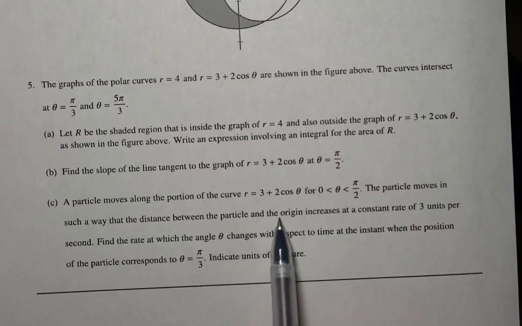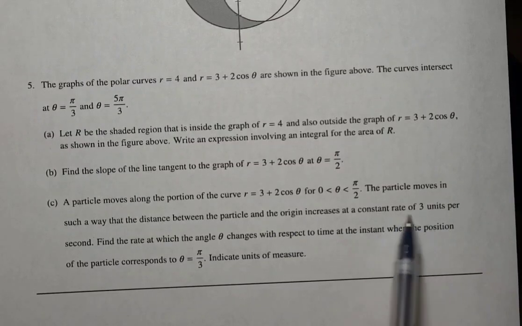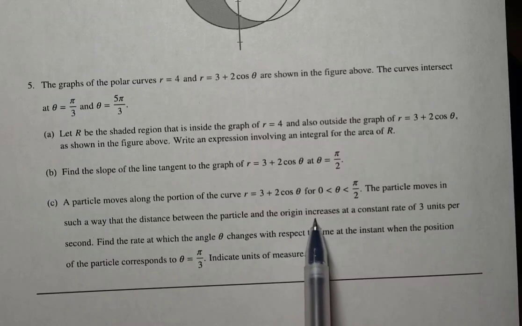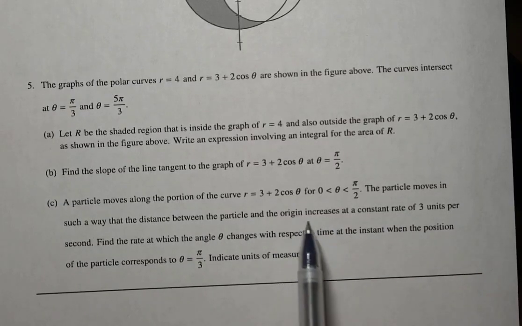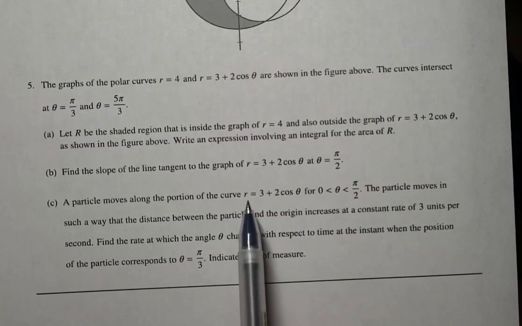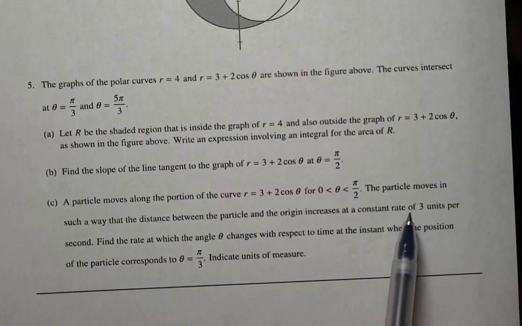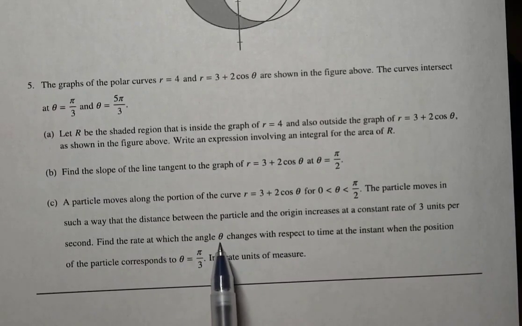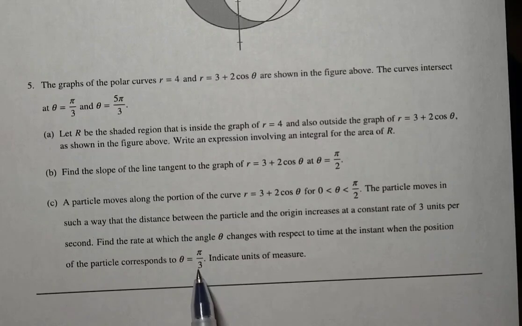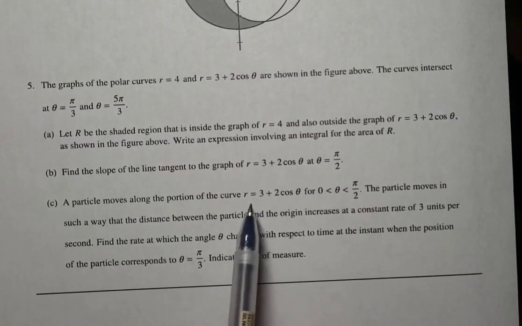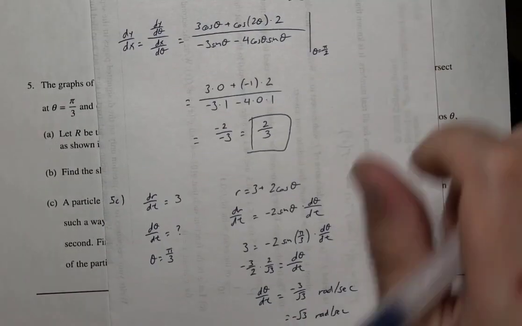This constant rate of 3 units per second: the distance between the particle and the origin is increasing at this rate. r is the distance from the origin, so this is the rate of change of it with respect to time, dr dt. It's asking for d theta dt, the rate at which theta changes with respect to time. They give us theta is pi over 3. So we need to differentiate this with respect to time, implicit differentiation.